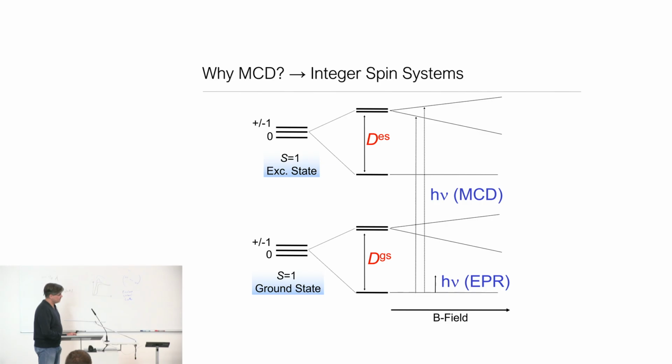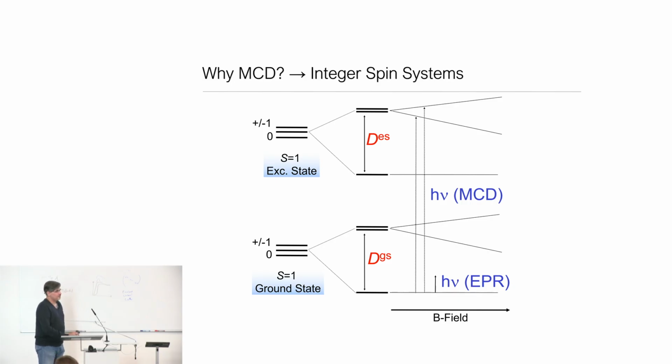Next feature is, as you have certainly heard in your EPR lecture, integer spin systems are problematic for EPR spectroscopy. We have already seen that in Kramers systems, so half-integer spin systems, the zero field splitting will not be able to lift the full degeneracy. It splits everything into Kramers doublets, and these Kramers doublets behave effectively as effective spin 1/2 systems in the EPR.